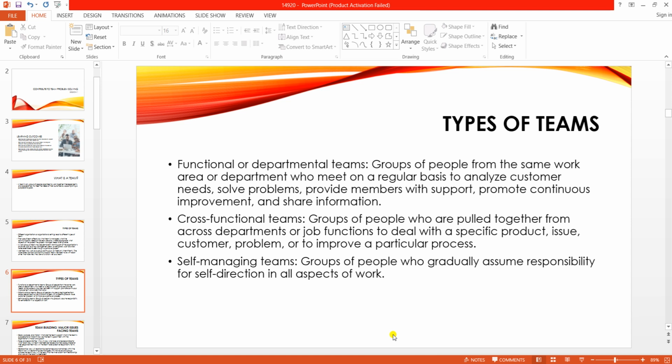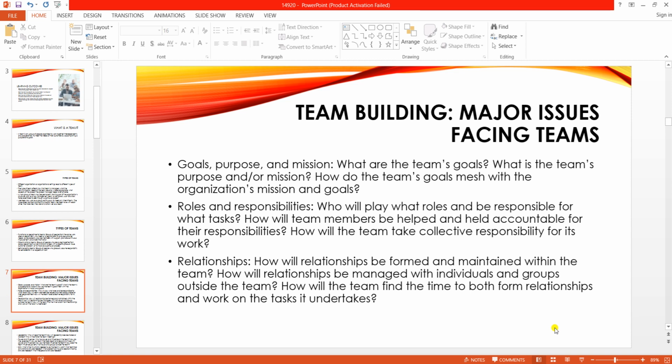For instance, you've got consultants, which might be a self-managing team. So individually, within the team, those guys are managing themselves, and they've got the responsibility for self-direction in all aspects of work. So they might do most of the things, where they have skills in both sectors, your networking and your security. So moving further, we've got what we call team building, which covers major issues which affect or face the teams. So on the next slide, I'll go through the major issues facing teams.